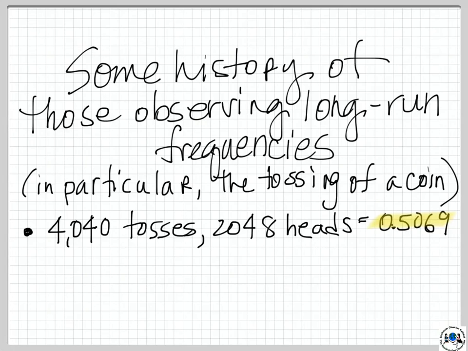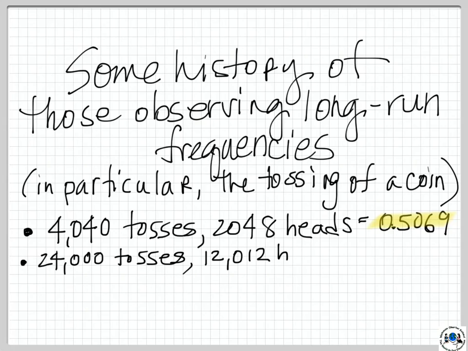Around 1900, there was an English statistician named Karl Pearson, and he tossed a coin 24,000 times, and he got 12,012 heads, and that is even closer to 0.50 or 50%.